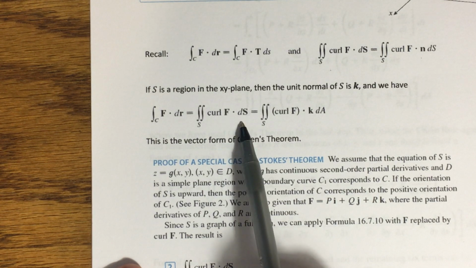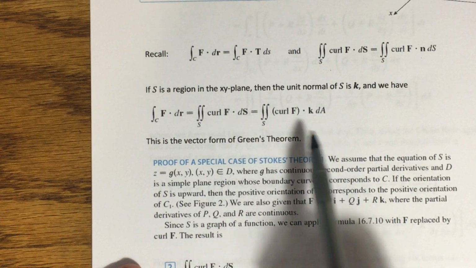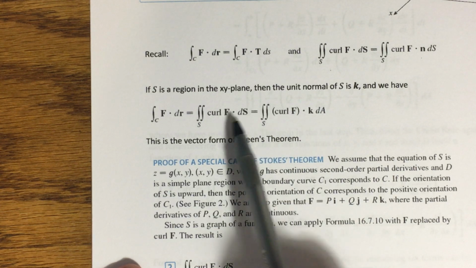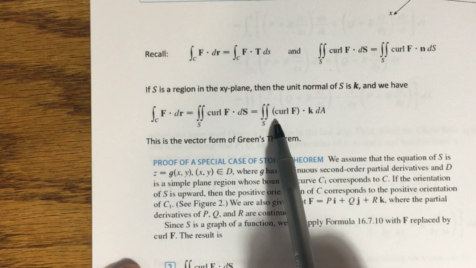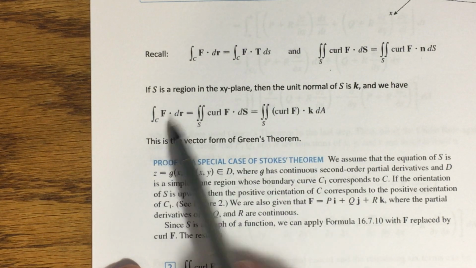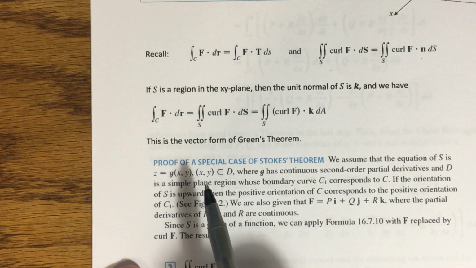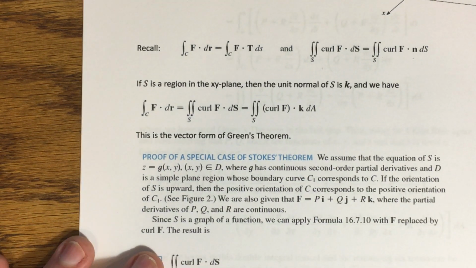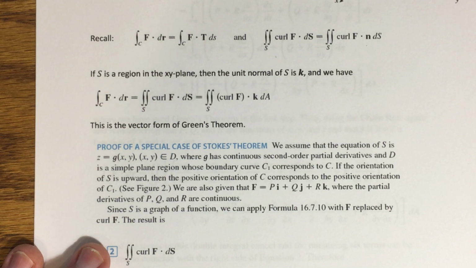But when you evaluate this curl, remember it's the curl of F dot n, the unit normal, and the unit normal in this case is k. So this becomes the surface integral of the curl of F dot k dA. This is Green's theorem. Remember, this is the vector form of Green's theorem. So basically what this says is that Green's theorem, a really important theorem for us, is actually just a special case of Stokes' theorem. Stokes' theorem is a more powerful generalization of that theorem.